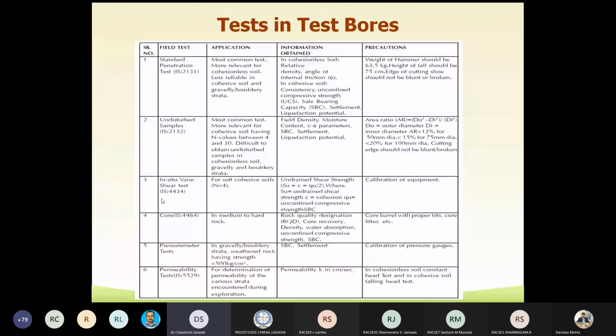This slide shows what tests are to be performed in the test bores. It mentions the standard penetration test, the application of each test, the information obtained from each test, and what precautions have to be taken in performing the test. So, the standard penetration test, undisturbed sampling, in situ vane shear test, coring in case of rock, pressure meter test, and permeability test are the tests to be performed in the test bores. Whenever we go for boring, we go for the test bores, and these tests can be simultaneously performed in the same test bore, as mentioned in column number 2 of the field test.